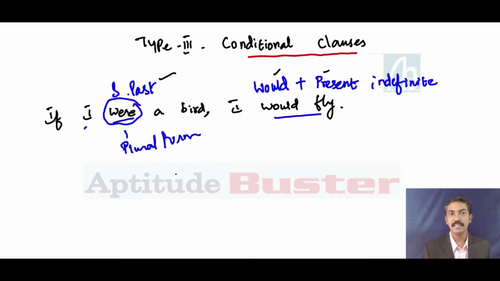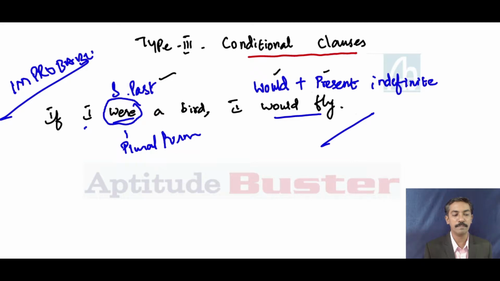For you to understand the reason for violation better, you should look for the meaning of the sentence. If I were a bird, I would fly. What does this sentence mean? Well, this sentence expresses inability. It talks about a situation which cannot happen. In other words, this discusses a condition which we call improbable, a condition which will never happen.